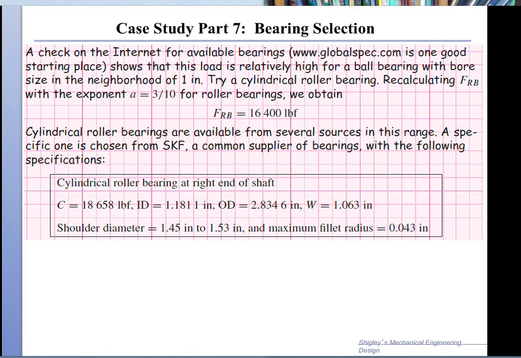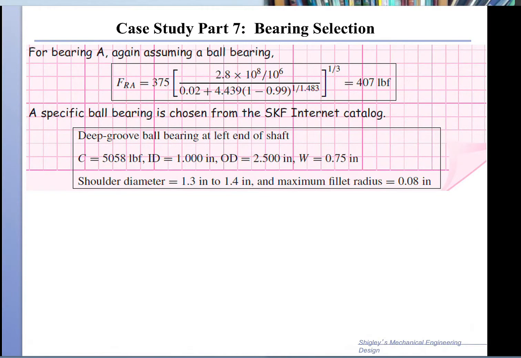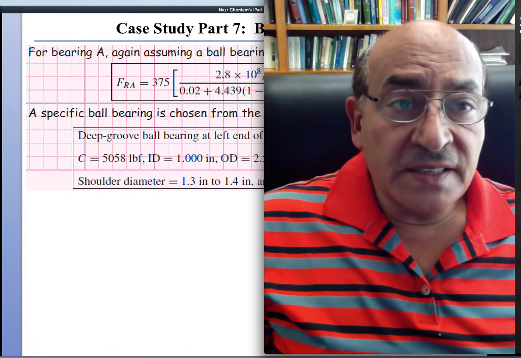Therefore, we have to go back and select a cylindrical roller bearing at the right end of the shaft that is a little bit bigger, and it has the ID and OD as specified. And that basically gives us the selection of the bearings as the final part of the study.